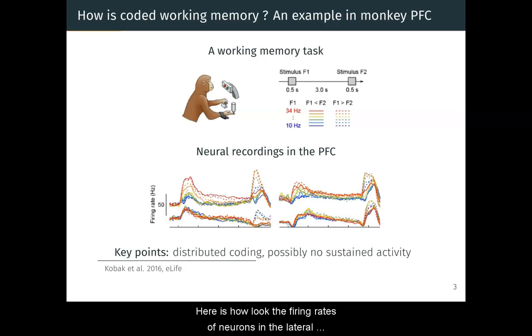Here is how looks the firing rate of the neurons in the lateral prefrontal cortex. From these, let me highlight two properties. First, working memory is coded in a distributed way. There is not a single neuron coding for the memory, but many. And second, the activity of the neurons coding working memory can vary in the delay. That means that these neurons might not display a full sustained activity. Actually, in this paper, they even show that the coding of the memory rotates.